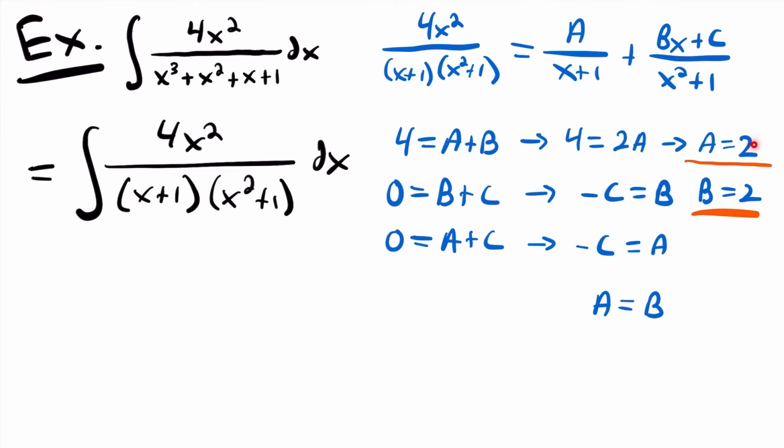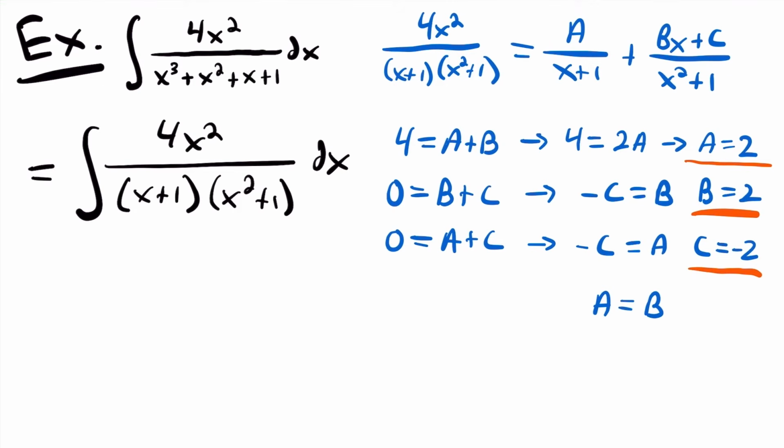If a is equal to 2 and a equals b, well then b equals 2 as well. And then if we use these 2 equations, we know that a is equal to negative c and b is equal to negative c. Well, that just means that c is the negative version of a and b. And a and b are both 2, and so that means that c must be equal to negative 2. Okay? And so those are our 3 values.